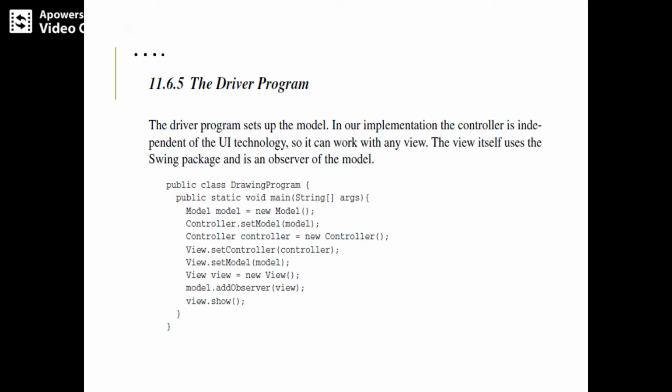Finally, this code shows how the driver program sets up the model. This is the class we have taken, public class DrawingProgram, the main class. In void main, model is a new Model, and controller is a new Controller, with the model set. Similarly, the view takes the controller object, view.setModel is called, and view is a new View. The model adds the view as an observer, and the view is shown.